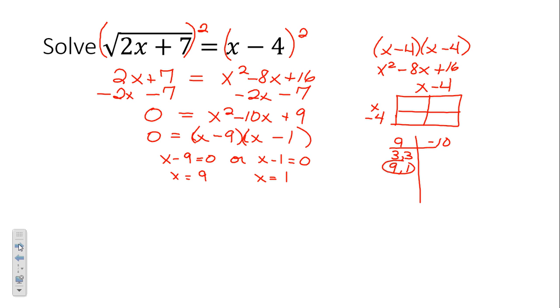Okay, do you see why we don't give you a lot of problems with these? Because there's a check at the end. So we're going to plug these back in. When we try 9, we're going to take 2 times the 9 plus 7 under our square root. And is that equal to 9 minus 4? So I substituted 9 in everywhere I saw x in my original equation.